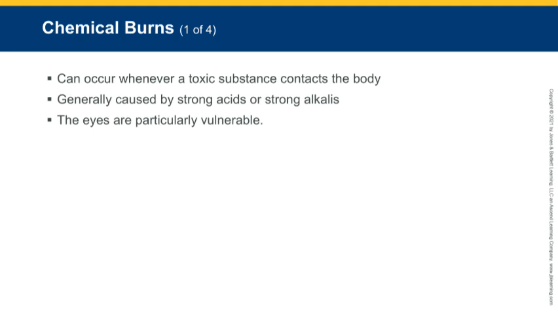Chemical burns occur when toxic substances, such as strong acids or alkalis, come into contact with the skin. These burns can cause extensive tissue damage and require immediate intervention to prevent further injury. The eyes are particularly vulnerable to chemical burns.